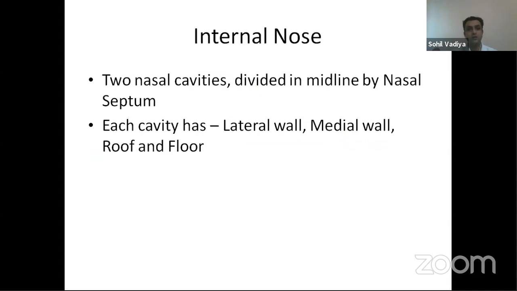Now we'll learn about the internal nose. There are two nasal cavities which are divided in the midline by the nasal septum. And each cavity has a lateral wall, medial wall, roof, and a floor. It's a whole room inside the nose. The nose is not as small as it looks outside. There is a big world inside. And there are walls and roof and floor. We'll learn in detail about them.